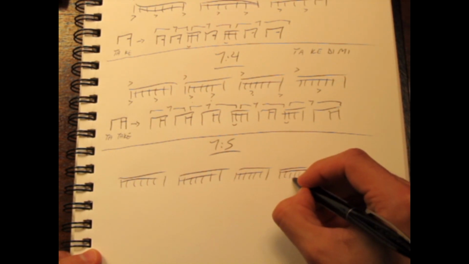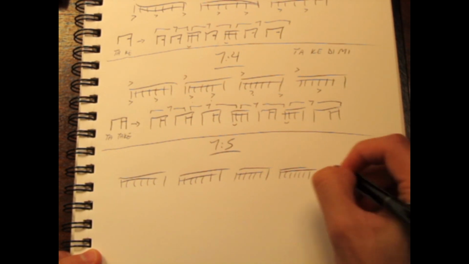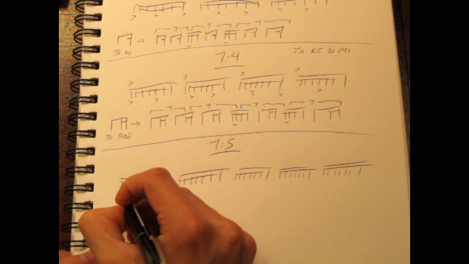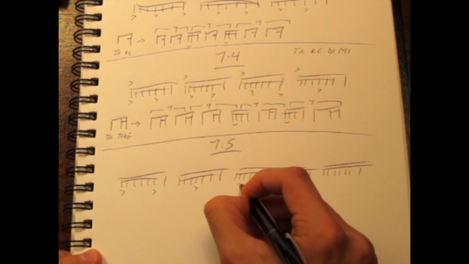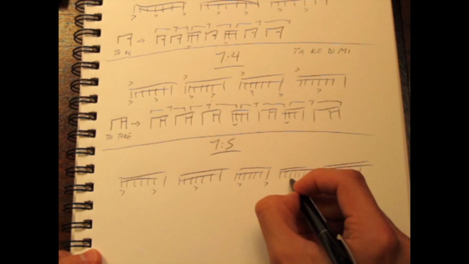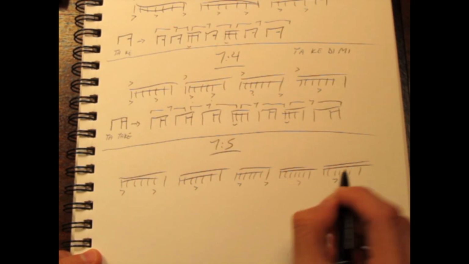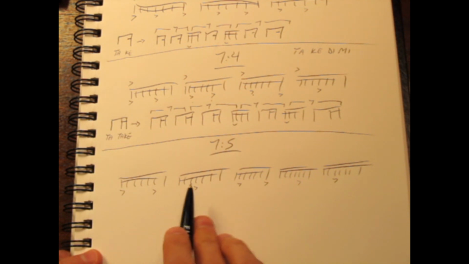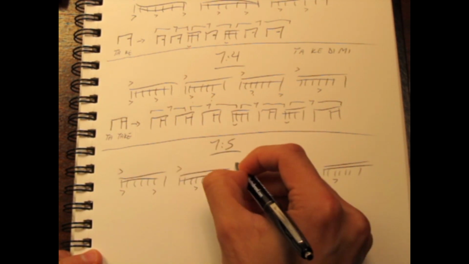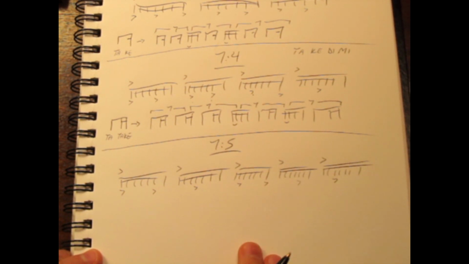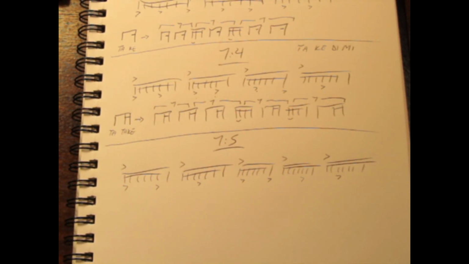Make sure it's all there. Okay, now we have to accent every 5. 1, 2, 3, 4, 5. 1, 2, 3, 4, 5. 1, 2, 3, 4, 5, and then 5. Now we still have 7 accents against 5 metronome clicks, creating a 7 against 5.